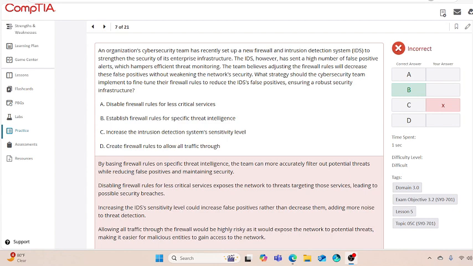By basing firewall rules on specific threat intelligence, the team can more accurately filter out potential threats while reducing false positives and maintaining security.